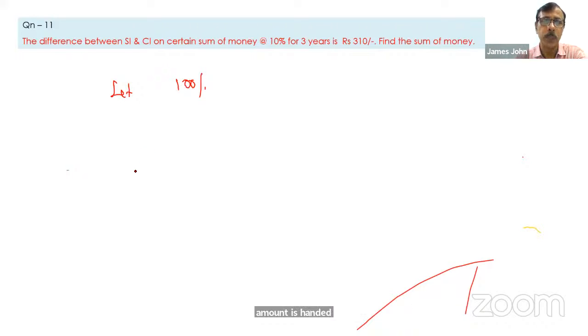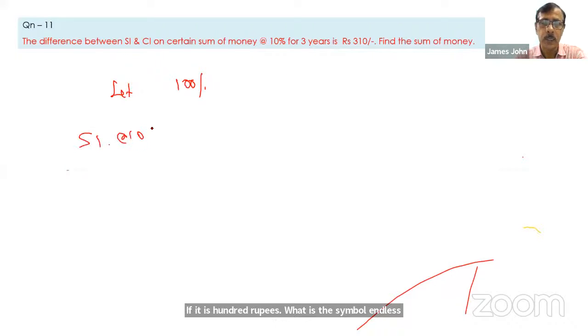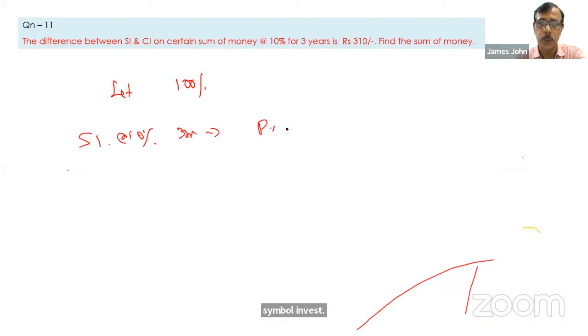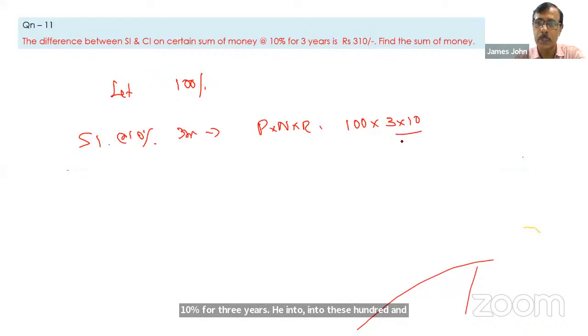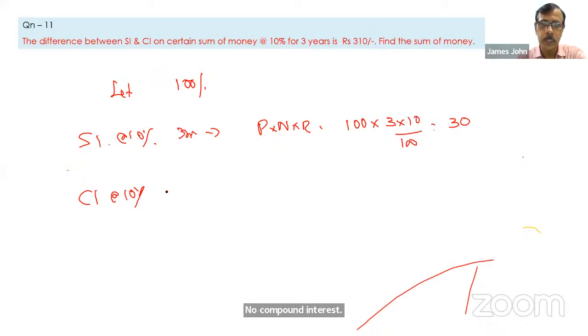If it is 100 rupees, what is the simple interest for 3 years? Simple interest at 10% for 3 years is P into N into R. P is 100, N is 3, rate is 10%. You will get it as how much? 30. Am I correct?